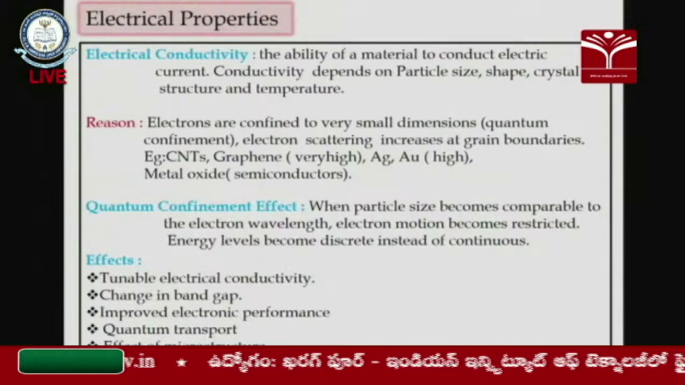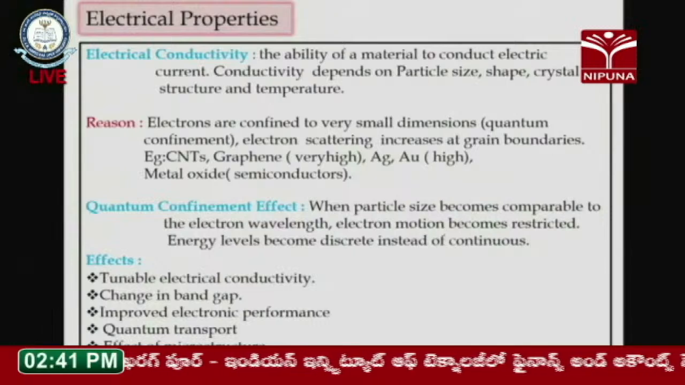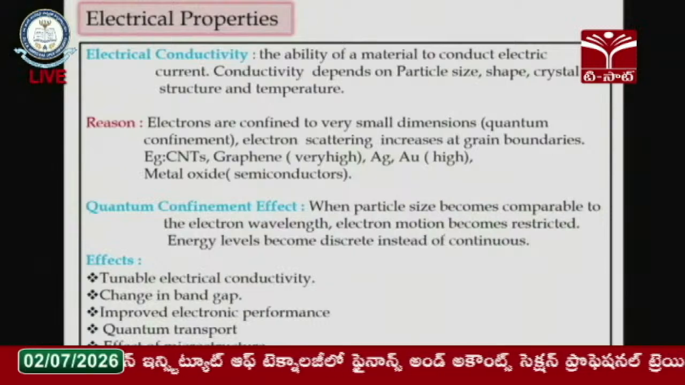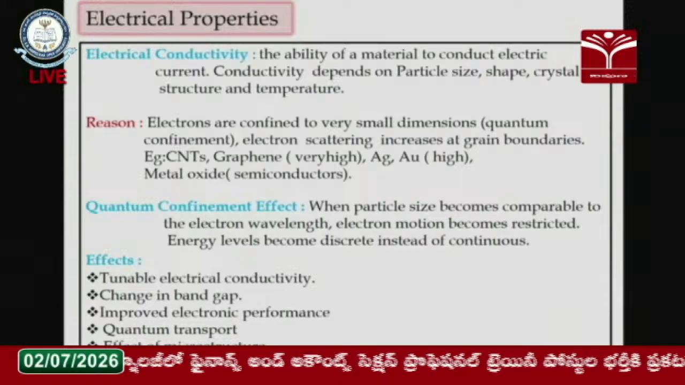This gives tunable electrical conductivity, meaning whatever we need, just as we know how to tune the radio. In the same way the conductivity also can be tuned from one value to the other value. Then there is the change in band gap. In the next slide, I'll explain what the change in band gap is. Then the improved electronic performance: the electrons move from one portion to another, that level is improved, so that the conductivity is faster. That is how it goes.